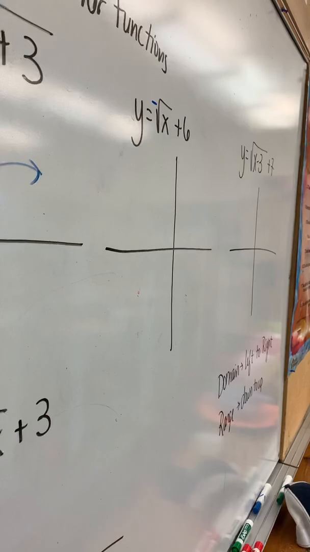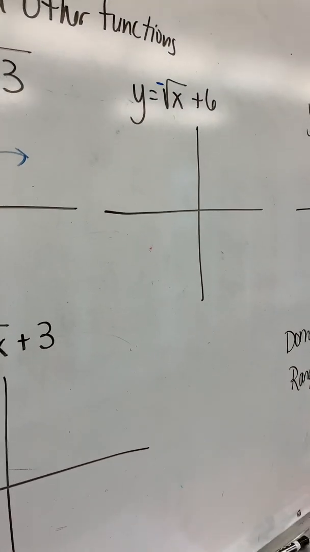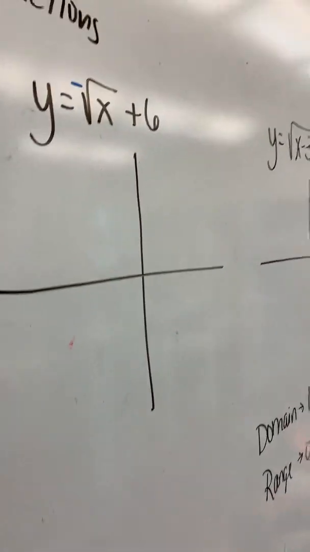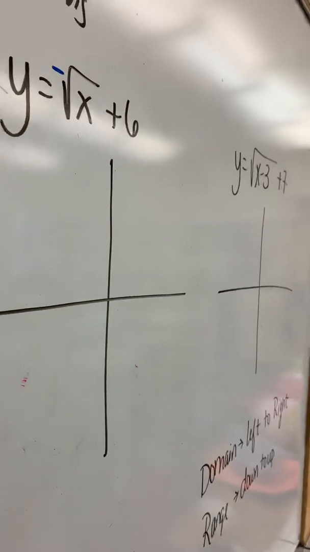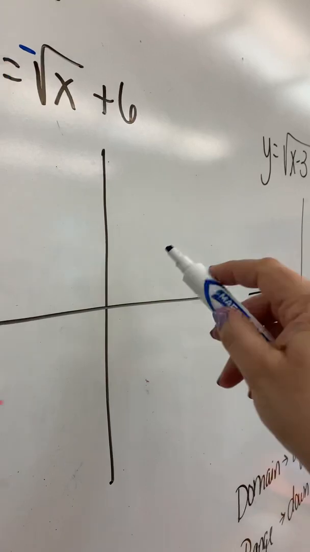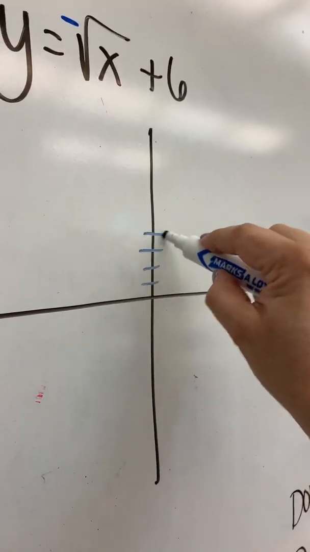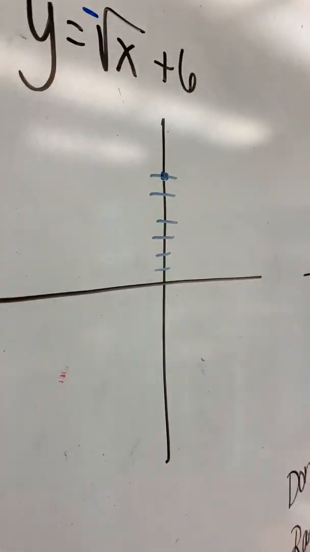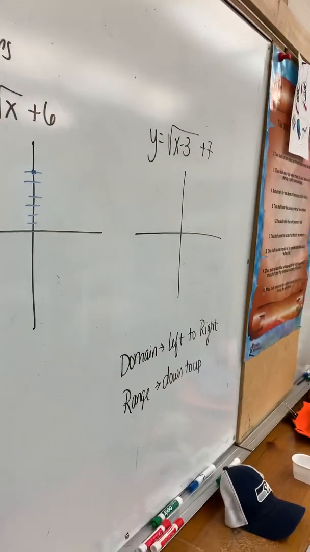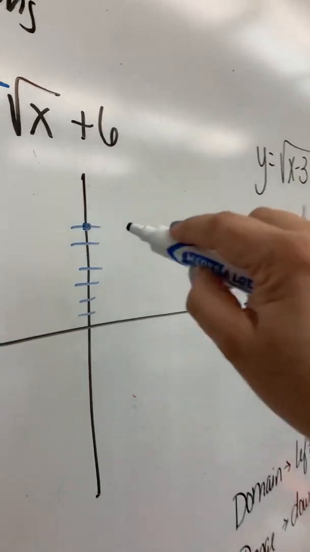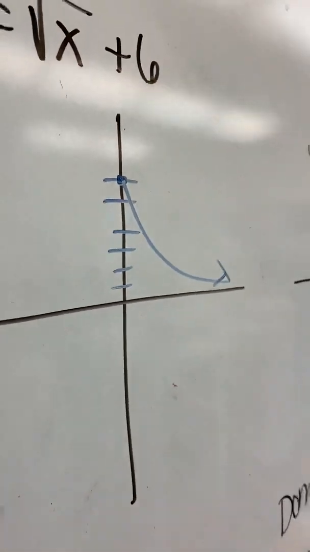I'm going to go over domain and range here in just a second. This one here is a vertical translation, because it's not all contained, so don't flip the sign. It specifically goes up 6. That's going to be your starting point. But because this is negative, what does that do to the graph? It's going to flip it, so it's going to go down like this.